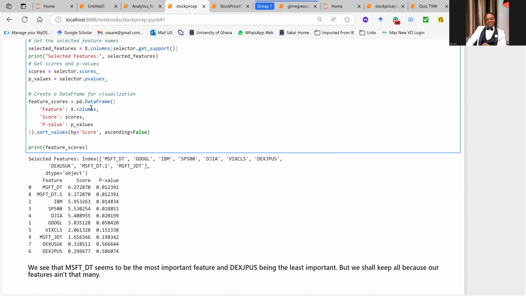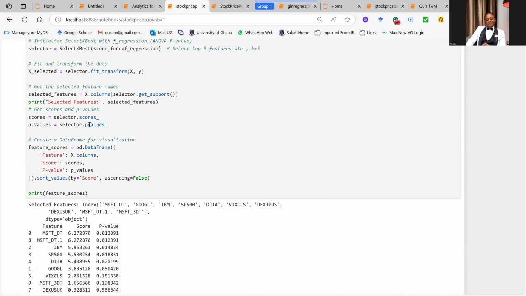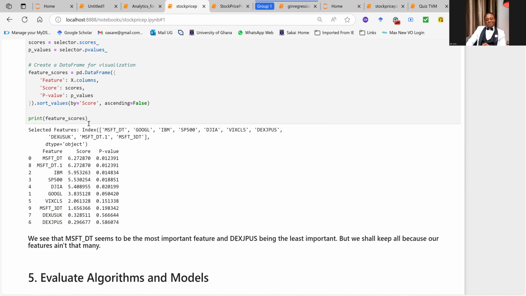We'll run this and print the feature scores. And when you print the feature scores, normally, the most important feature will have a higher score. If you check here, the most important feature would have been the exchange rate between the yen and the dollar. In this case, that is the most important feature. However, don't forget we've already said that we are going to keep all our features.